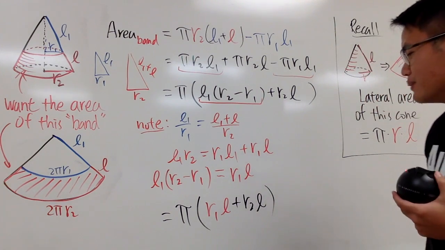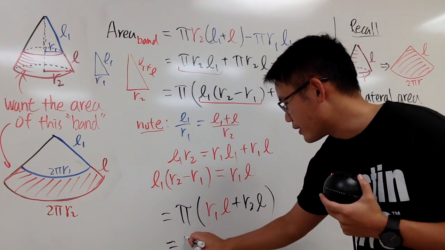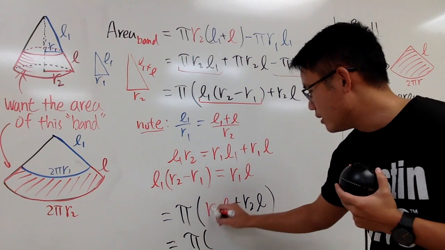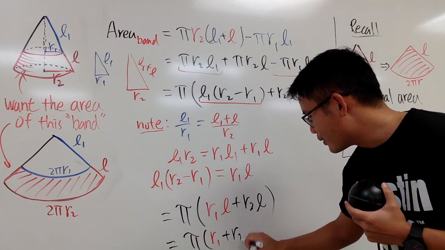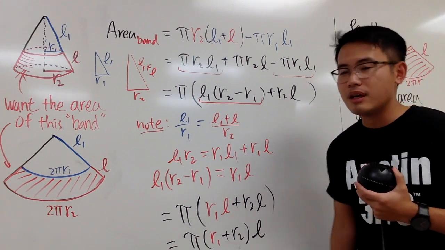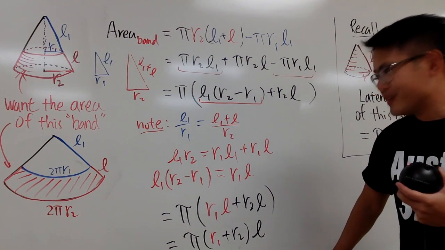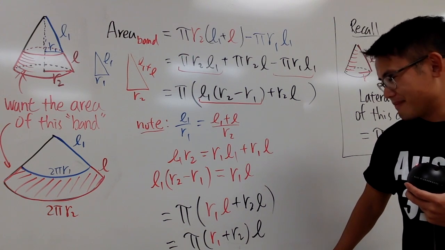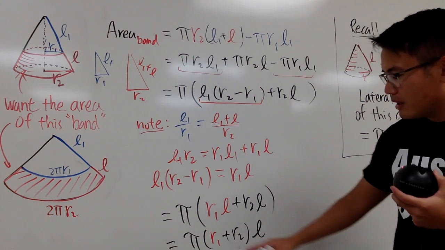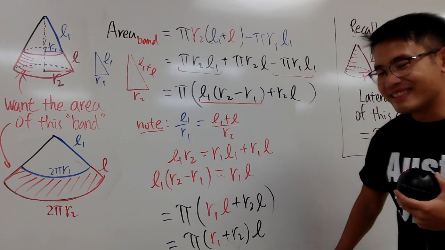Of course, both terms have the L, so we can factor that out. And let me just write it down for you guys right here. Pi times R1 plus R2, and then both terms have the L, I will just factor it and then put it outside right here. So this is good. This is wonderful. All right, but I don't want to end it here because R1 plus R2, we can do better than that.